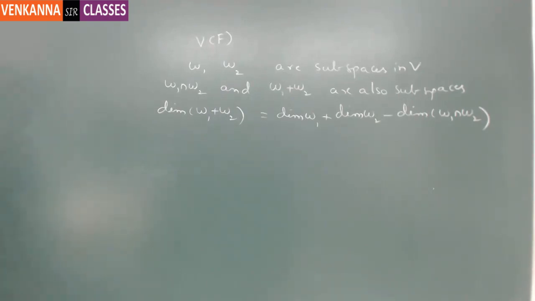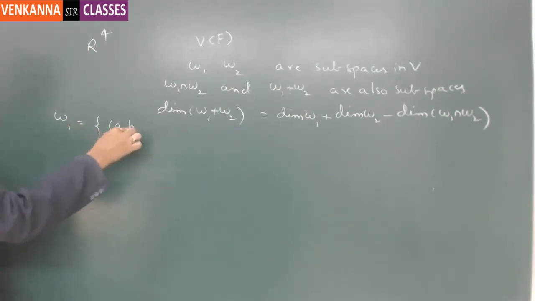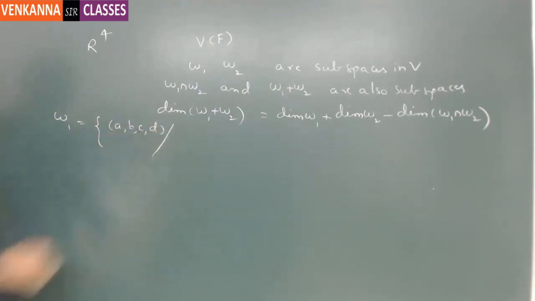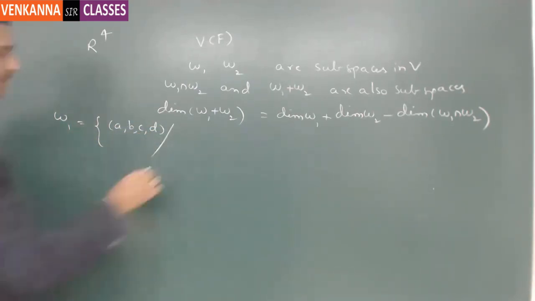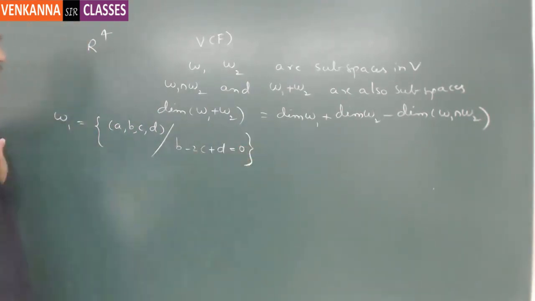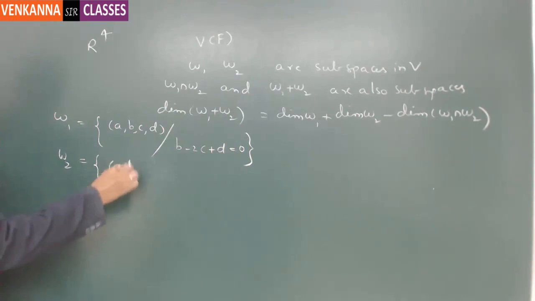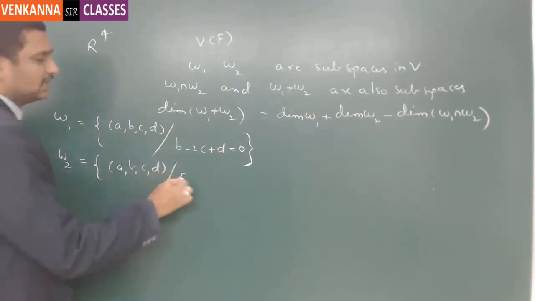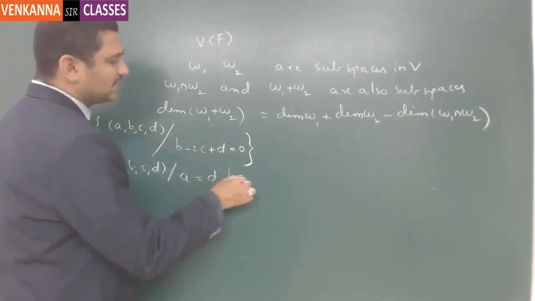So here the vector space is taken as R power 4 and the subspaces are taken as W1 is equal to set of all a, b, c, d such that b minus 2c plus d equal to 0, and W2 is equal to set of all a, b, c, d such that a equal to d and b is equal to 2c.